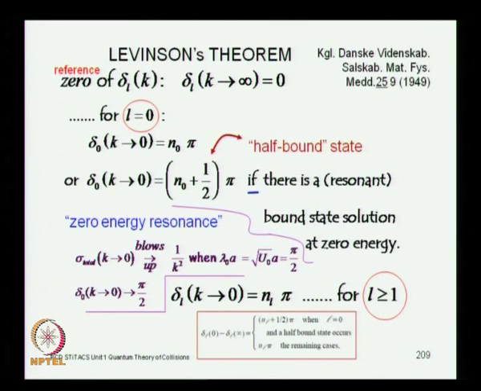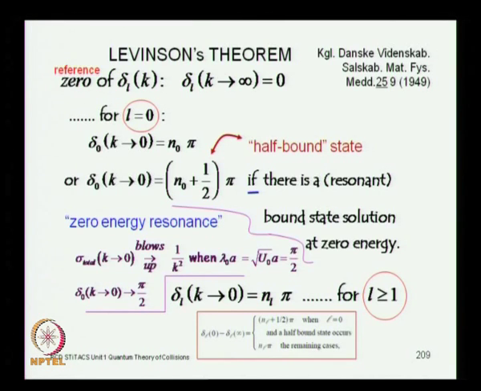Now, to indicate the fact that the reference of the phase shift delta is 0 at k tending to infinity, this theorem is sometimes stated like this: the difference in the phase shifts, the phase shift of the Lth partial wave at 0 energy with reference to what it is at k tending to infinity, is equal to either n pi or n plus half pi. N plus half pi is relevant only in the case of S waves and only when there is a resonance.